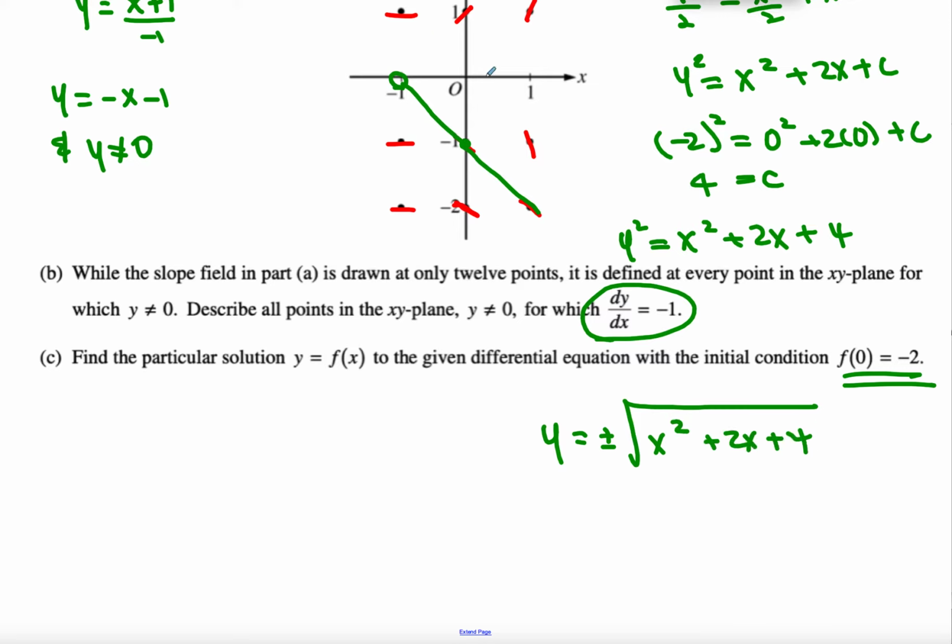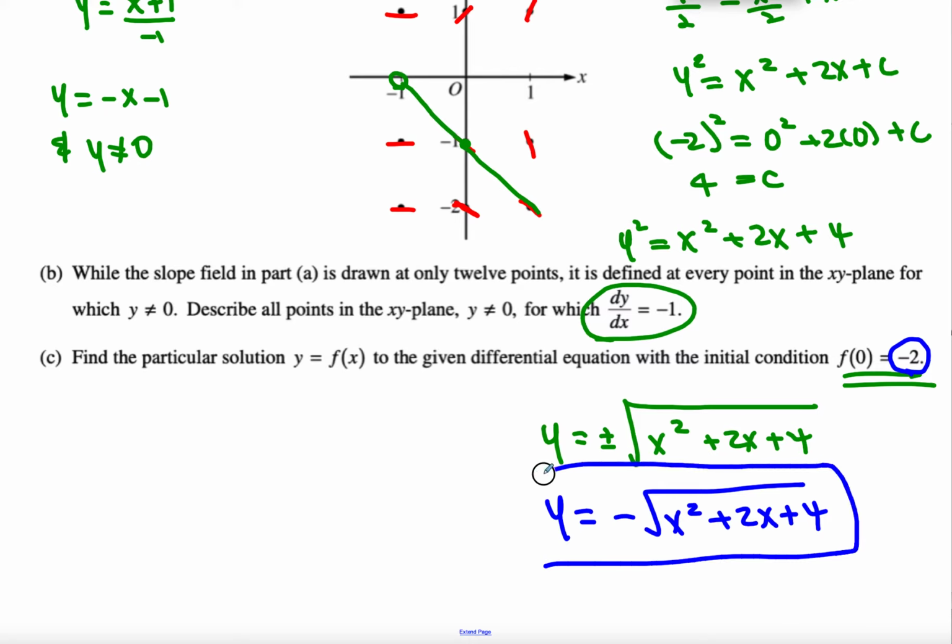But wait a minute. Remember how y was defined for the negative value? So I'm going to just keep this one as negative. So y must be equal to negative radical x squared plus 2x plus 4. So that becomes our answer. Alrighty, let's move on to the next question.